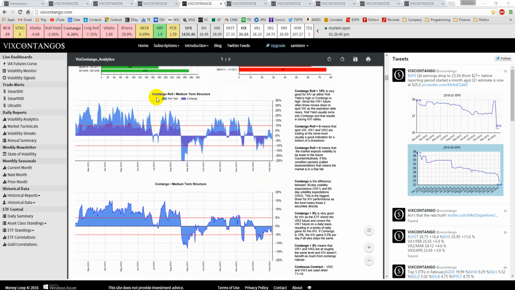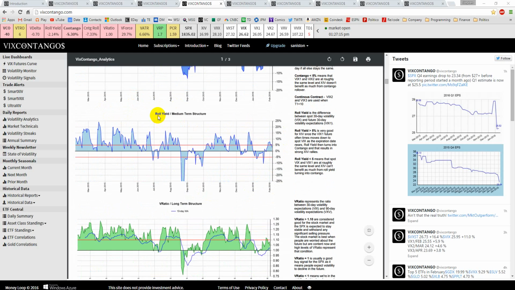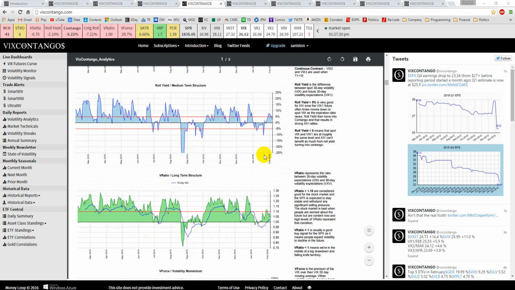The next chart displays the contango roll, which is a combination of the contango and the roll yield. In the dark purple, you get to see the contango, and in a lighter blue, you get to see the roll yield, along with key levels of 10% and minus 10%. The next chart, we get to see contango plotted for the entire year, along with key levels of 5% and minus 5%. Then we have roll yield, again with key levels of 5% and minus 5%.